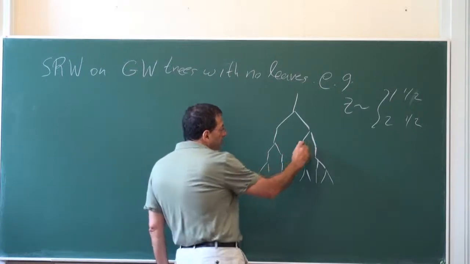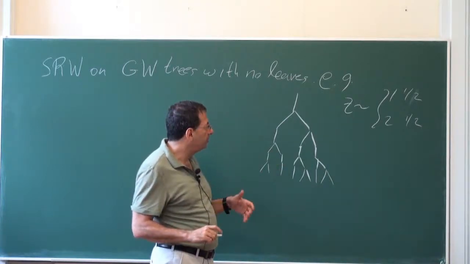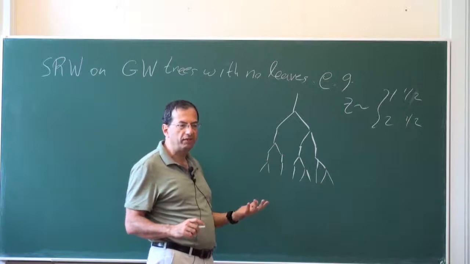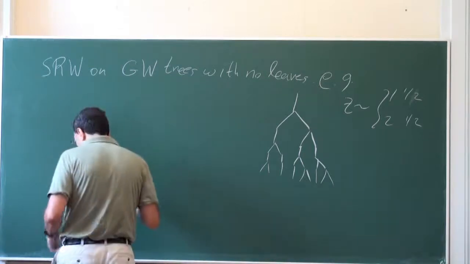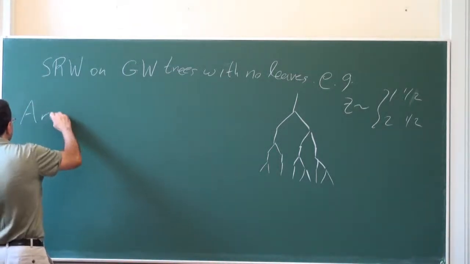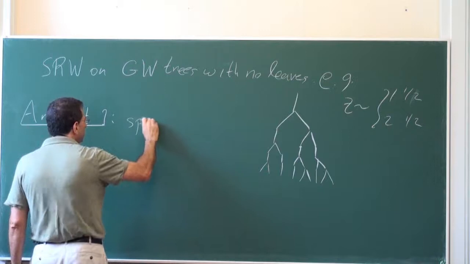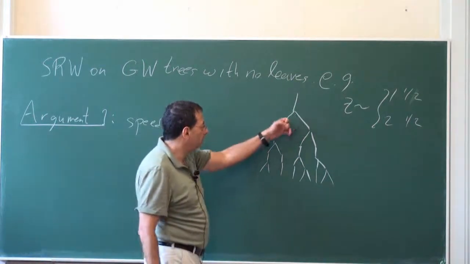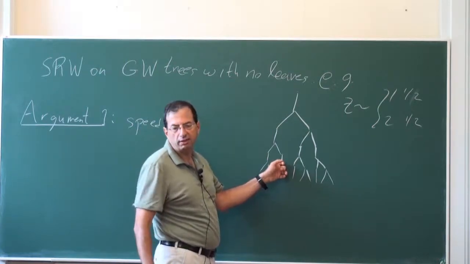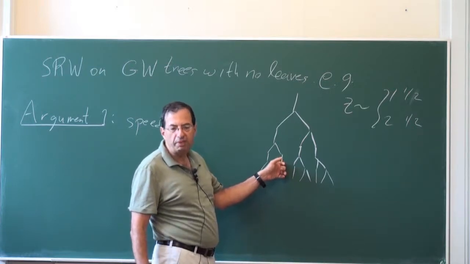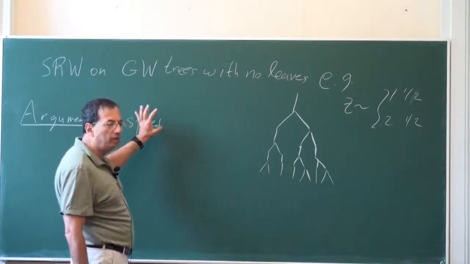Here is one argument. If we look at the vertices, half the vertices have degree 2 because they have 1 child, and half the vertices have degree 3 because they have 2 children. Let me call this argument 1. By the speed I mean I look at how far the walk has moved in t steps, divide by t, and take the limit as t tends to infinity. If you want, take the expected distance traveled, divide by t, and take the limit. The limit will exist.